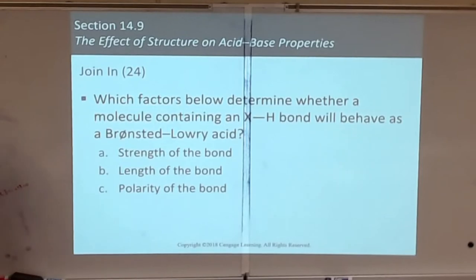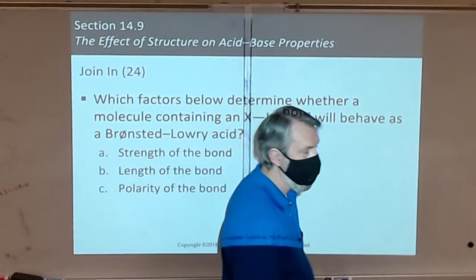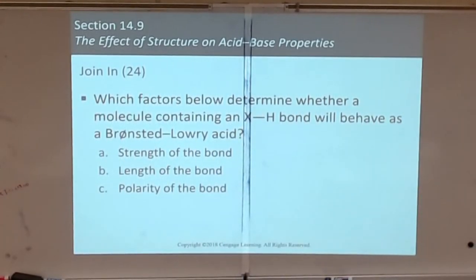Who determines whether or not this is going to be a Bronsted-Lowry acid? We just talked about it. Wasn't it both? You said we were going to talk about strength and polarity. Well, it really has to do with the strength. The length and the strength are related to each other, right? The shorter, the stronger, yeah. So, it's probably not a great question there.